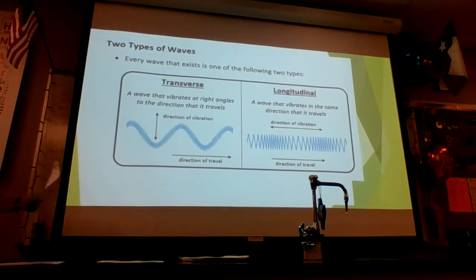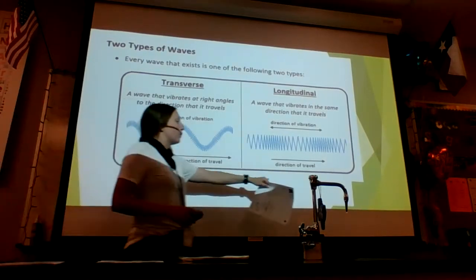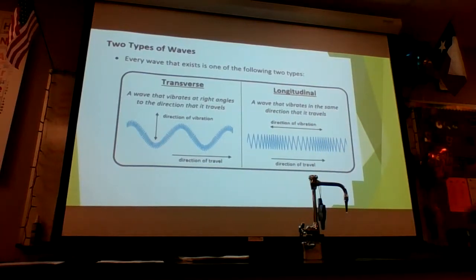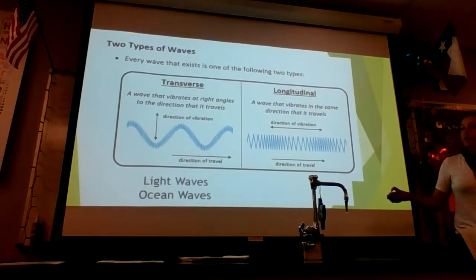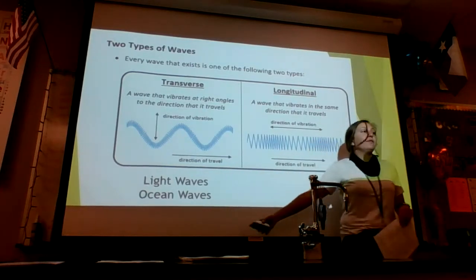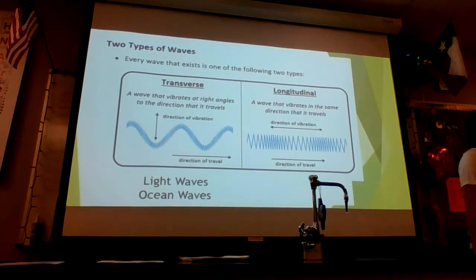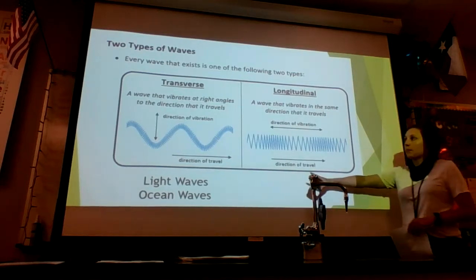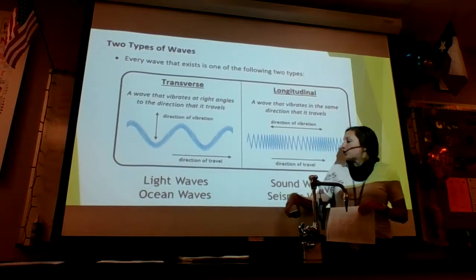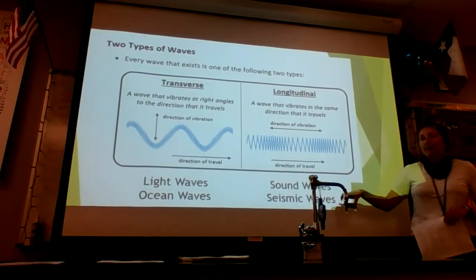All right, what we're going to do next is underneath these 2 boxes, we're going to write common examples of both of these. So our examples that we like to use for transverse waves are light waves and ocean waves, okay, or any waves that deal with water. Okay, so that's our 2 examples for transverse, light waves and ocean waves. And for longitudinal, it's going to be sound waves and seismic waves.